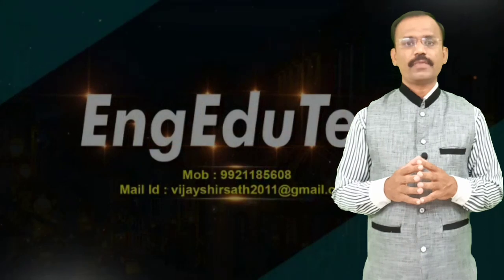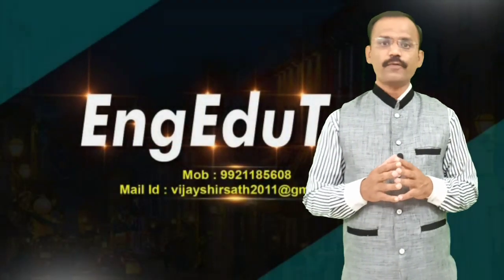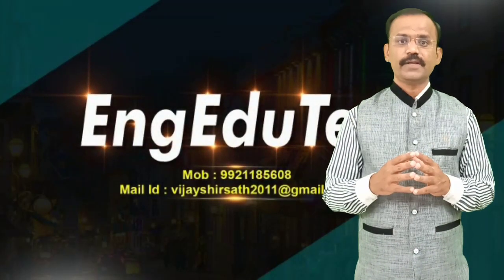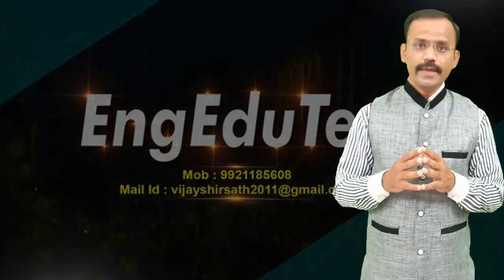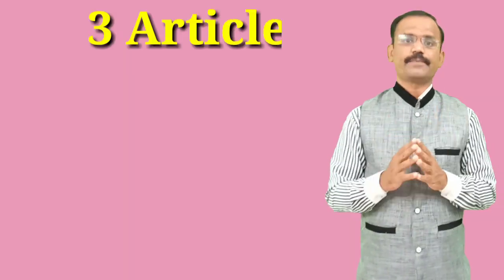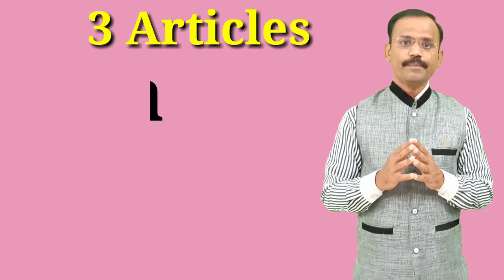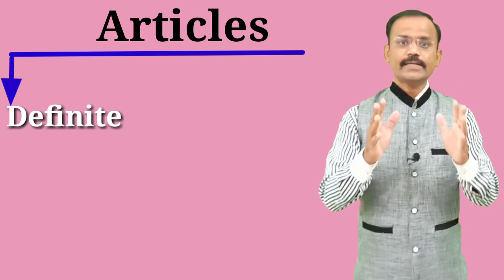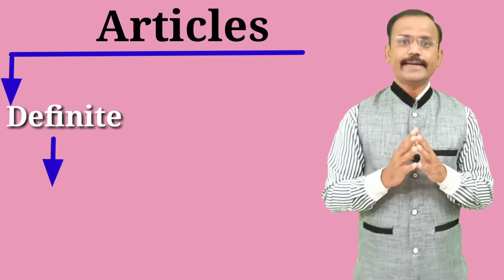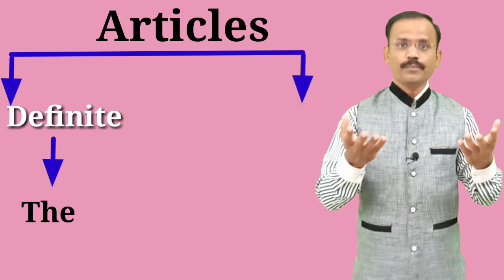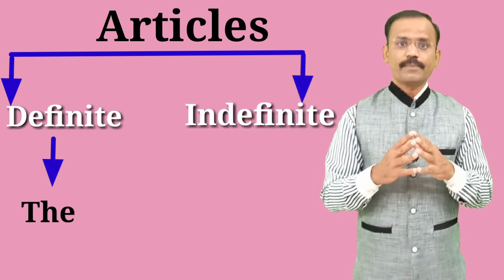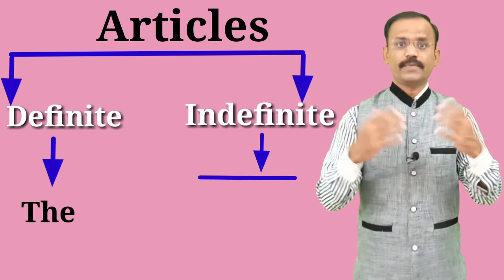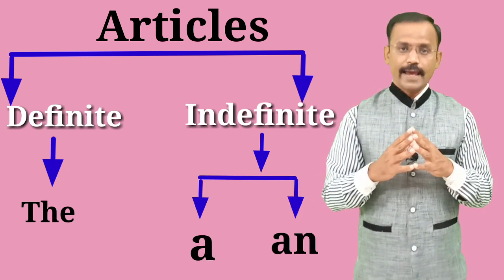Here in this video, we shall discuss uses of the definite article the in English. Friends, in English, there are three articles and they are a, an and the. These three articles are divided into two types. Type 1, definite article. In English, there is only one definite article and that is the. Type 2, indefinite article. In English, there are two indefinite articles and they are a and an.